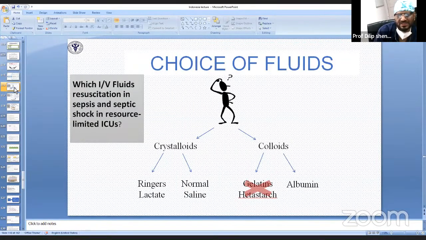Which IV fluids for resuscitation in sepsis and septic shock in resource limited settings? Crystalloids, Ringer's lactate and normal saline, are the treatment of choice over colloids like albumin. There has been a very large study published in a European journal which talks about not using colloids in the long term because they are associated with renal injury.